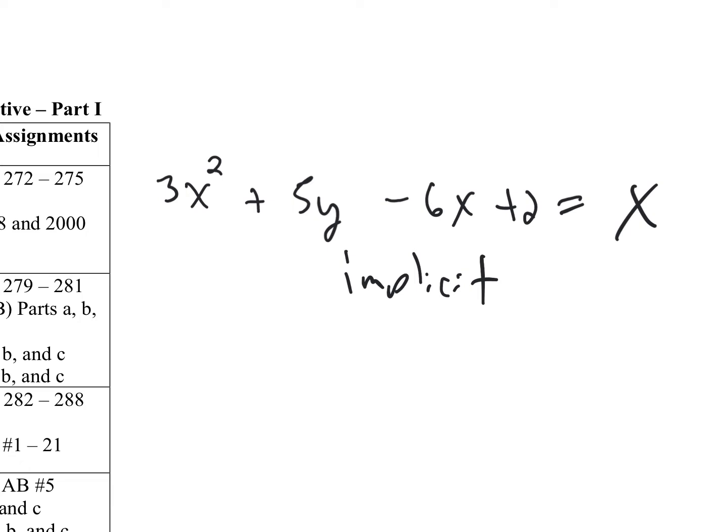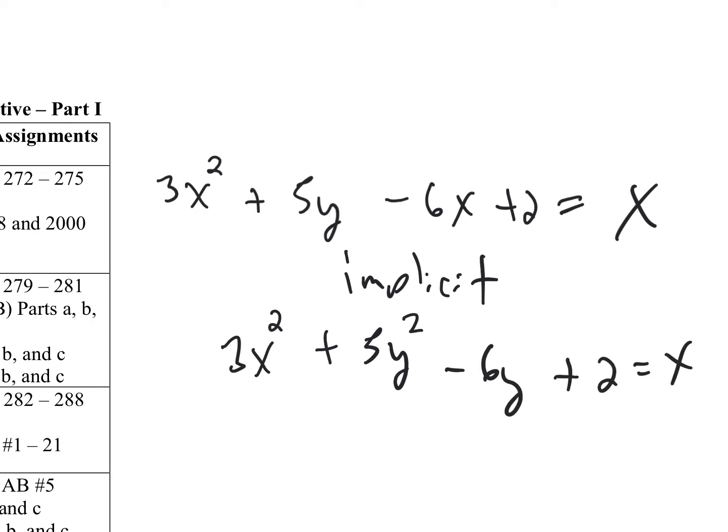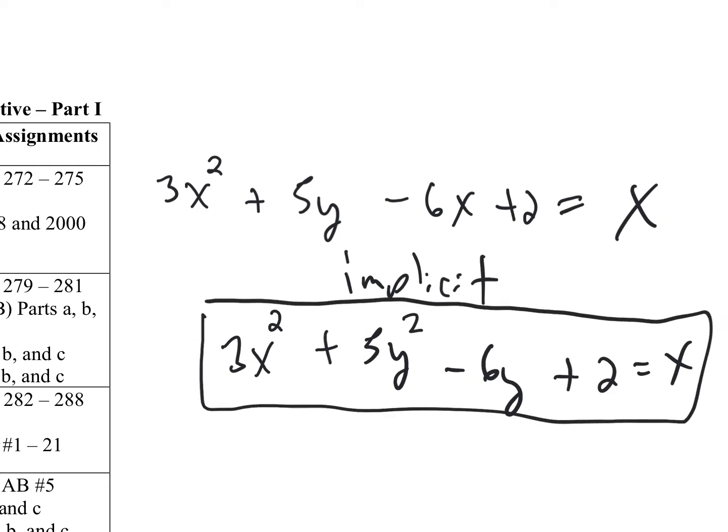But what if your function was 3x squared plus 5y squared minus 6y plus 2 equals x? Good luck. This function can be solved for x, but it cannot be solved for y. So you would not be able to differentiate that by just solving it for y and find y prime. Remember, the goal is to always find y prime. So let's get to it.